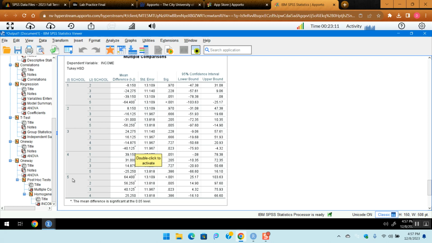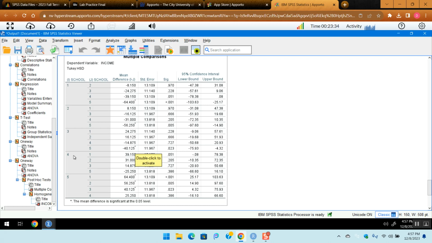This is a duplicate here because it's 1, 5, 2, 5, 3, 5. We already did that, so these are duplicates. So we found 3 differences. High school, PhD, difference in salary. Some college, PhD, difference in salary. College degree, PhD, difference in salary. But nothing between master's and PhD.